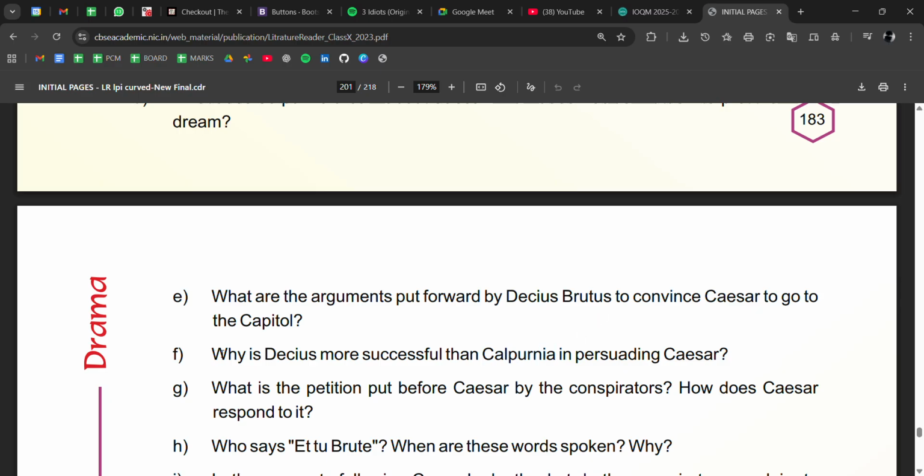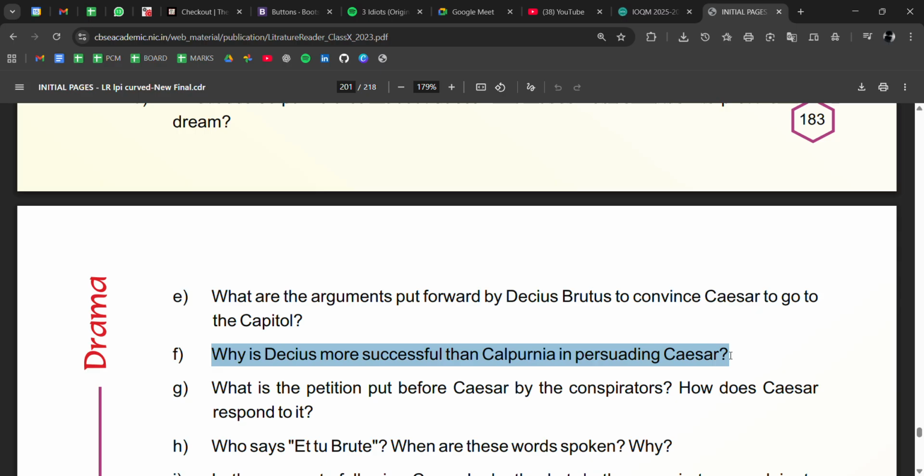Moreover, question F is rightly correlated to why Decius was successful where Calpurnia was not. Because Decius did one thing that Calpurnia did not. Decius told Julius Caesar that the Roman Senate was thinking of offering the throne of the Roman Empire to Julius Caesar that day, and that he was going to be crowned emperor of the Roman Empire that day.